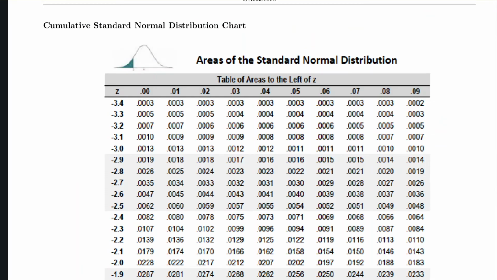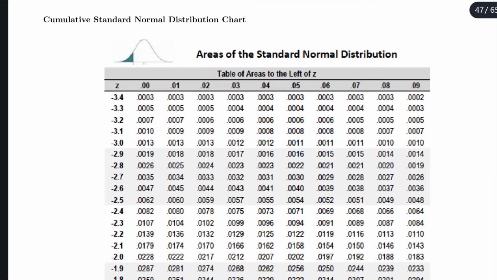So here's the chart of areas of the standard normal distribution. This will be provided. You do not need to memorize this at all. You just need to know how to use it. We call it cumulative because it shows the area up to that point.